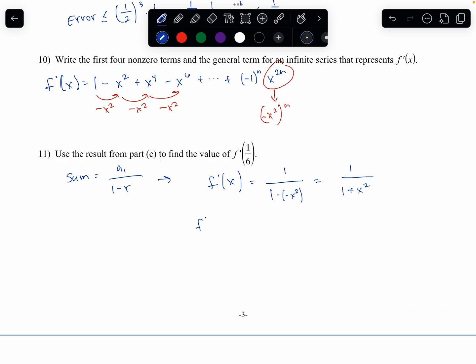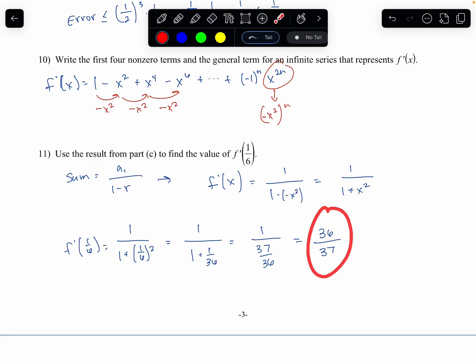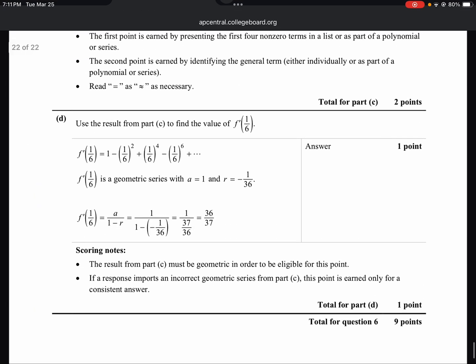And then I'll say f prime of 1/6 would be equal to, give myself more room, 1 over 1 plus 1 over 6 squared, which would be equal to 1 over 1 plus 1 over 36, which would be equal to 1 over 37 over 36, which would be equal to 36 over 37. And there you go. So that would be the value of f prime of 1/6, 36 over 37.